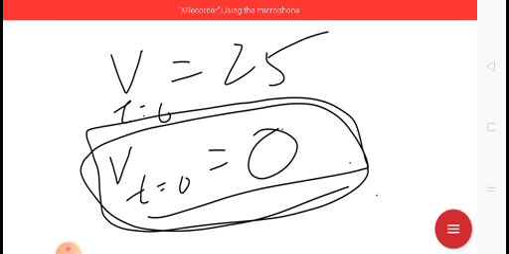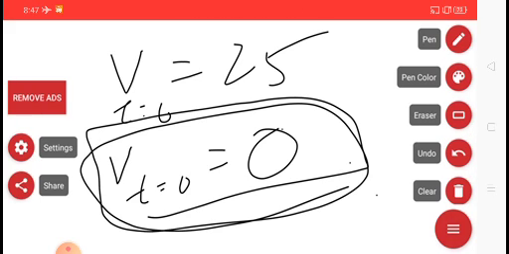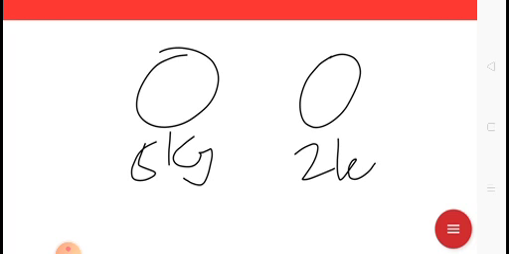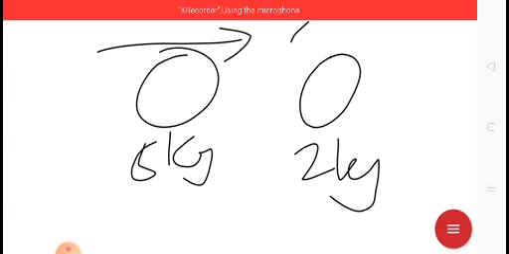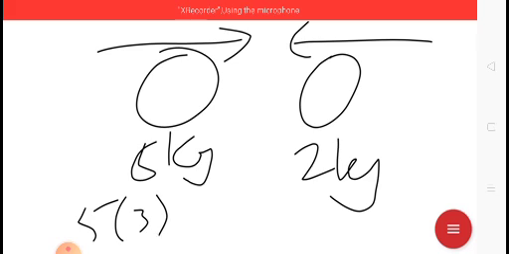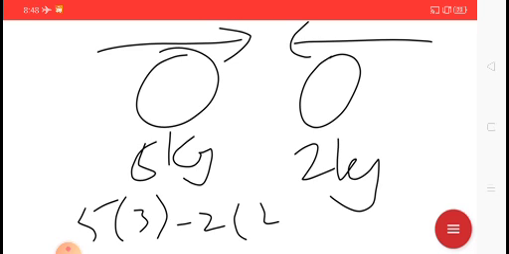Question 3, momentum. You have two particles, one 5 kg, one 2 kg. One moves in this way, one moves in another way. If you want to find the answer, you should use the momentum equation, conservation of momentum.